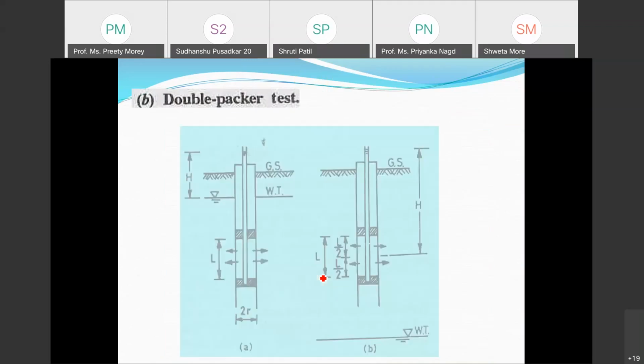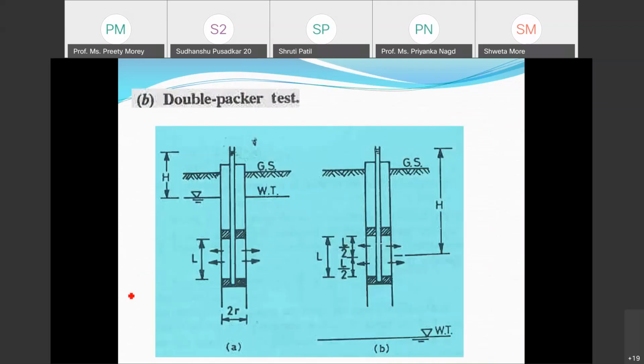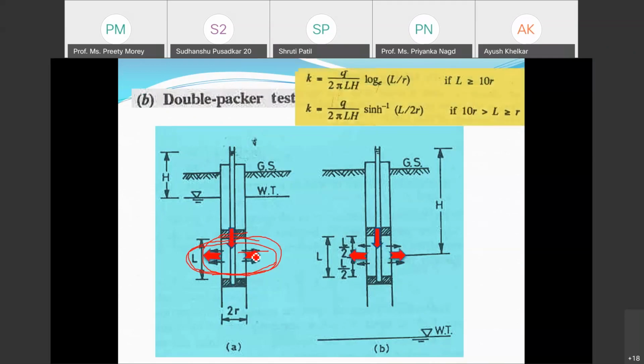In double packer systems, I can apply the packing at two levels: suppose at this level and at this level. So now what will happen? The water which is flowing in will be transmitted only through this much area, and hence the permeability of this soil can be identified. So at a particular depth, if you want to find out the permeability, you can use this double packer test. Again, there will be an equation which you can go through.